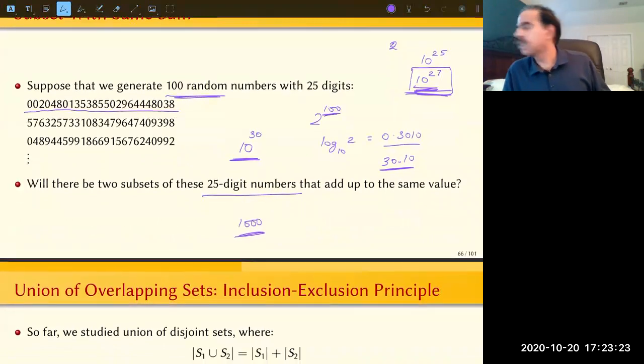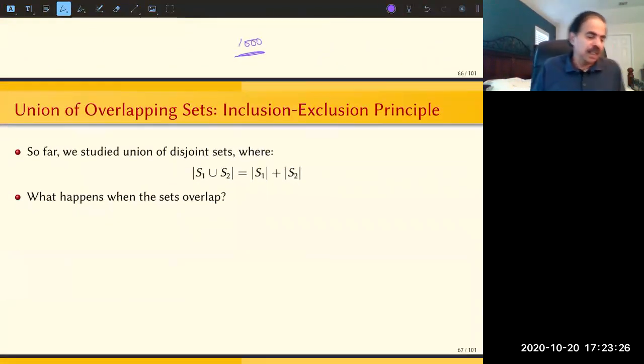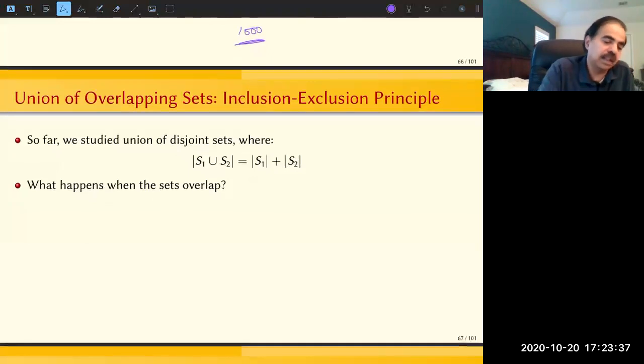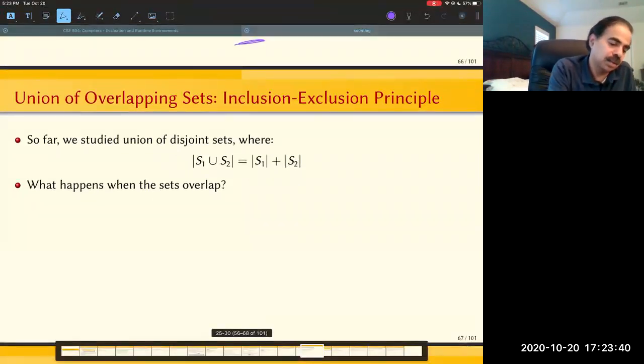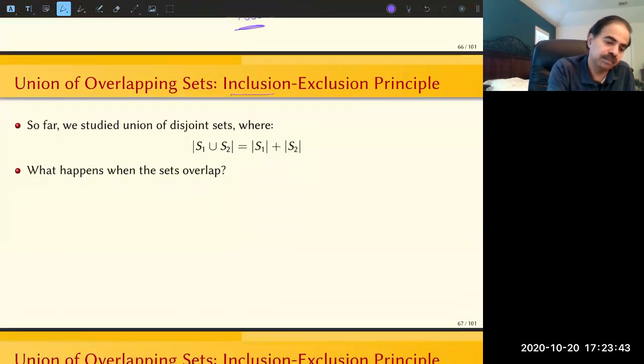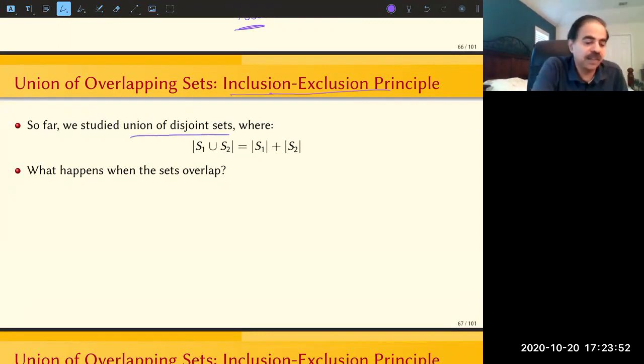So the next thing that I want to talk about is essentially the last topic in counting, and that is called the inclusion-exclusion principle. So far, we talked about counting in the context of disjoint sets. And there we just said that if you want to count the size of the union of two disjoint sets, then all you do is simply add up the sizes of the sets, right?